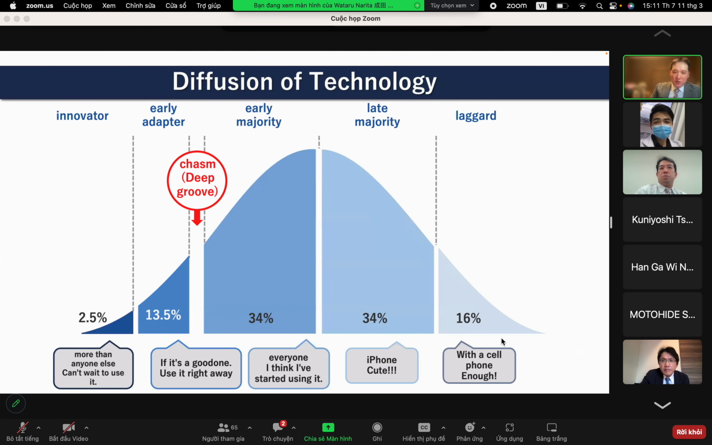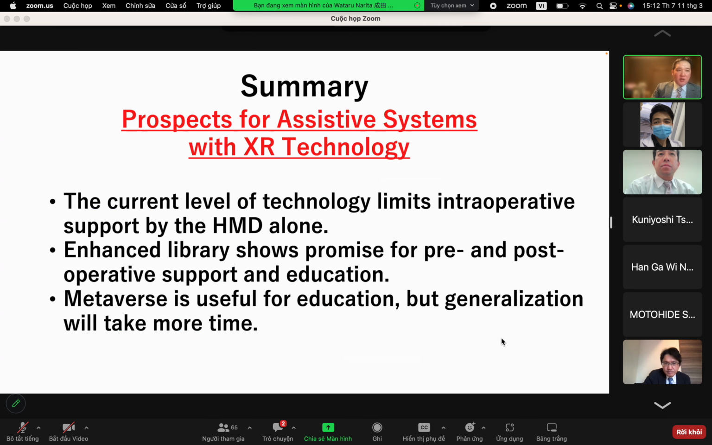This is a famous diagram: in order for XR to become popular, it must cross this deep groove called the chasm. This is very, very deep. I think it needs at least 3 or 4 years to jump the groove, and these issues need to be resolved at a high level to use intraoperative XR goggles and glasses. The summary is here. Thank you for the presentation.